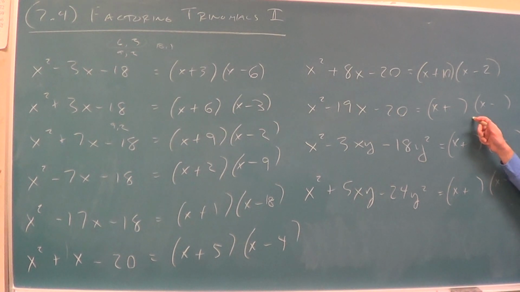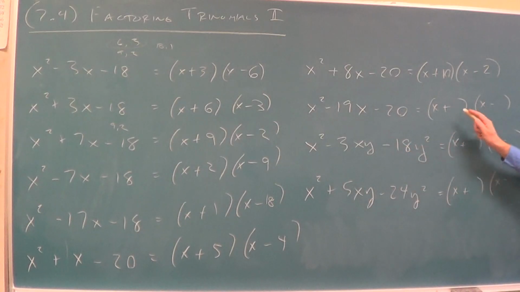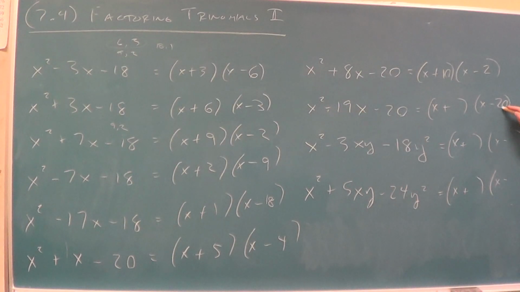Somebody here jump in. Number pair? 20 and 1. 20 and 1 multiply to 20, subtract to 19. Which one's going where? Is the 20 positive? The 20's going to go with that sign. So there and there.